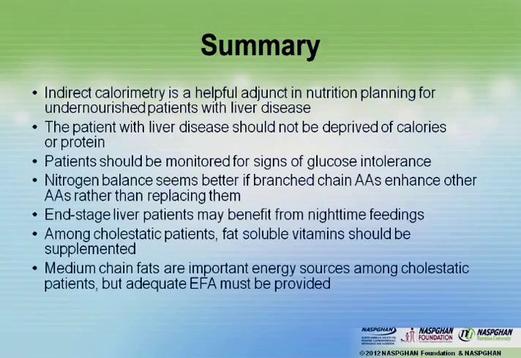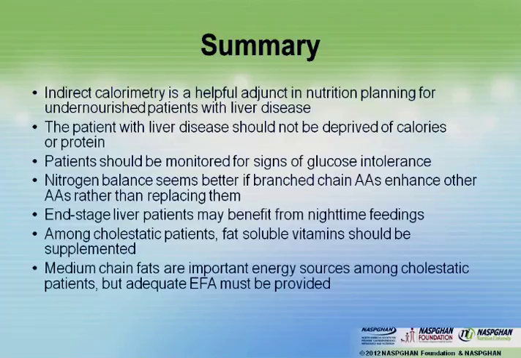And finally, in summary, indirect calorimetry is helpful. I would lobby for that, even if we have a moving target, so to speak. A patient with liver disease should not be deprived of calories or protein. Remember that our ammonia in hepatic encephalopathy, 95% of it comes from our glutamine stores. It's due to deamidation of glutamine. And there's normally a cycle, and it's usually a disruption of that cycle rather than exogenous protein that produces it.